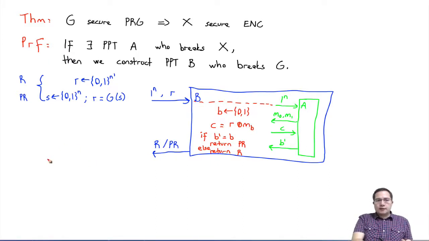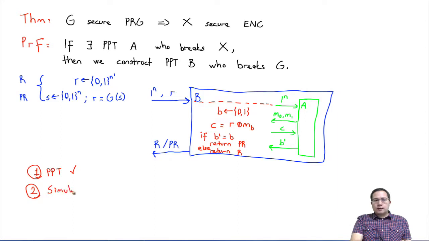Remember, there are three things we need to analyze. One, we need to show that B we constructed is probabilistic polynomial time. This is the code for B. Indeed, you can even argue this is taking constant time. Done. So we proved that B takes probabilistic polynomial time. The other thing we needed to argue is our simulation.